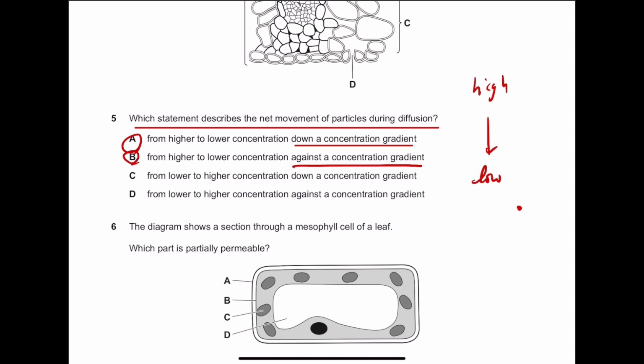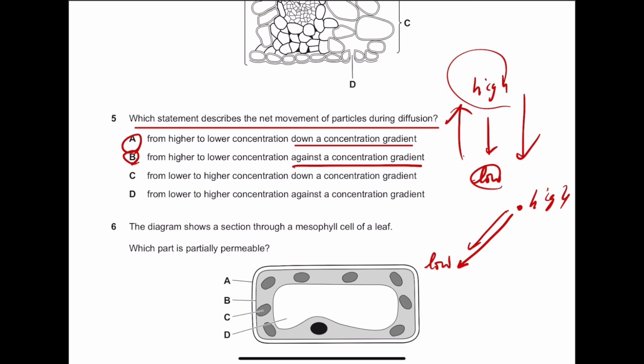So if something moves from a high to a low place, then the substance has moved from the high to the low place or slope, and the direction is going down, right? It's obvious. High and low, it's like going down. It's not against. If something moves against the concentration gradient, that means it's moving from low concentration to high concentration. So B is not the right answer, but A is. Okay.